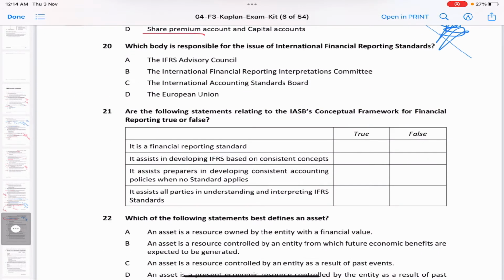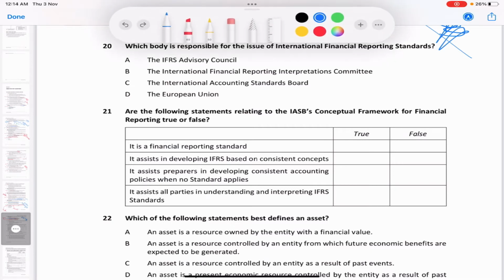20. Which body is responsible for the issue of international financial reporting standards? Okay, which body is responsible to issue it? If you can recall it, the IASB is always responsible for issue of the financial reporting standards. So it is IASB.